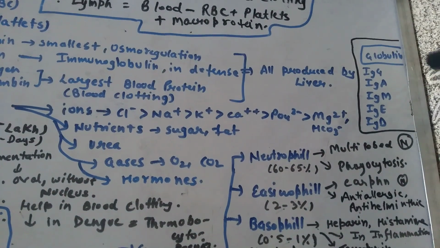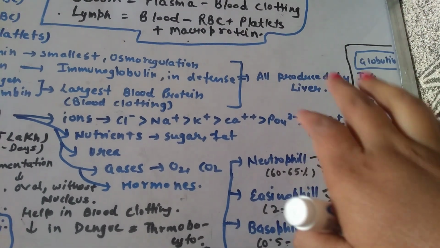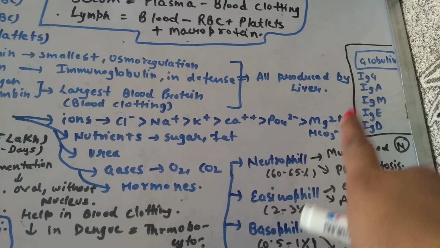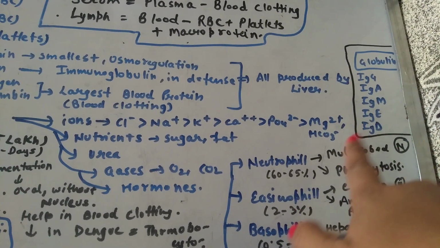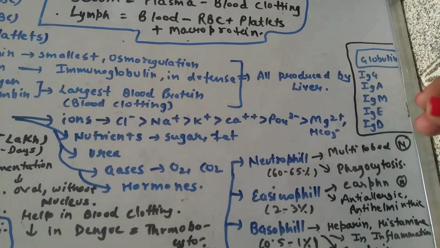Globulins are further divided into five categories: IgG, IgA, IgM, IgE, IgD. IgG is gamma globulin, A is alpha globulin, M is mu globulin, E is epsilon globulin, and D is delta globulin. IgG is the smallest globulin.